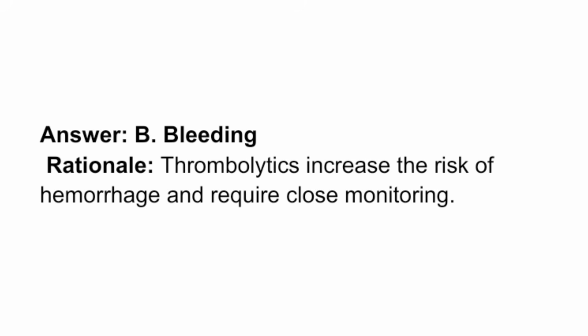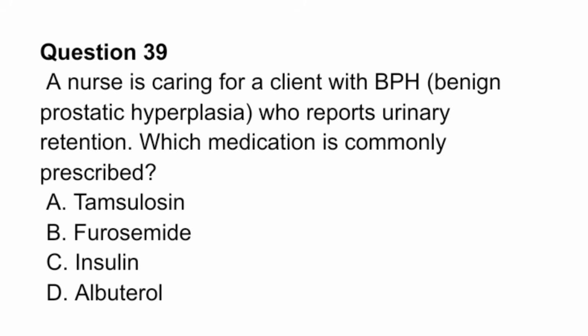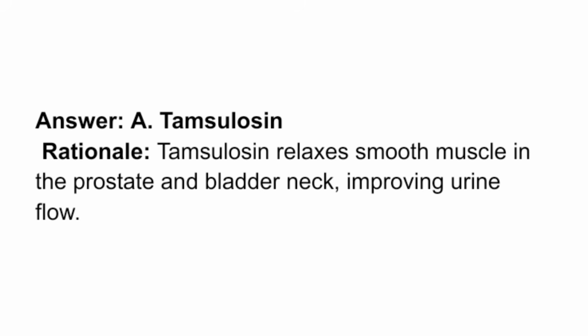Bradycardia. Answer: B. Bleeding. Rationale: thrombolytics increase the risk of hemorrhage and require close monitoring. Question 39. A nurse is caring for a client with BPH, benign prostatic hyperplasia, who reports urinary retention. Which medication is commonly prescribed? A. Tamsulosin. B. Furosemide. C. Insulin. D. Albuterol. Answer: A. Tamsulosin. Rationale: tamsulosin relaxes smooth muscle in the prostate and bladder neck, improving urine flow.